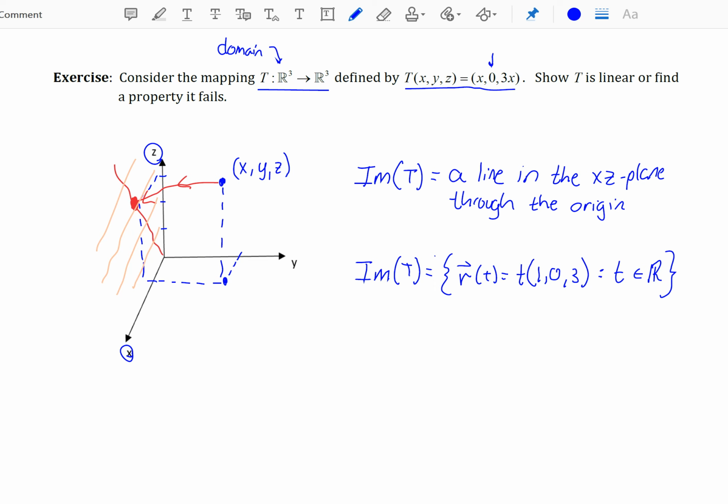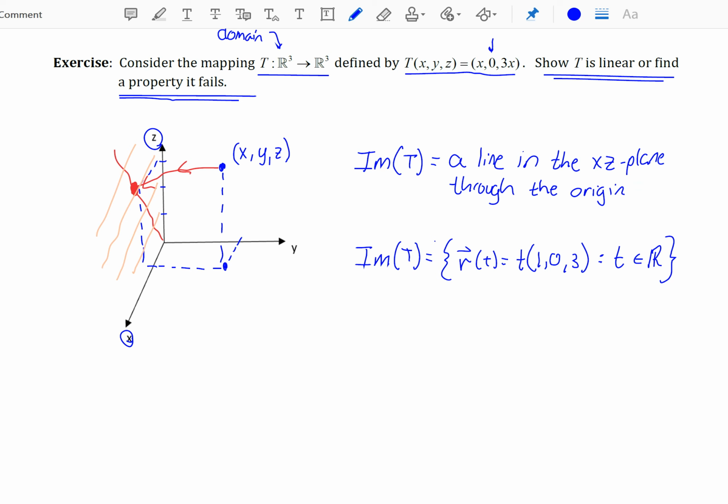Now I'd like to pause for a moment and give you time to show that T is linear or find a property that it fails. Specifically, I'm asking you to show that it preserves scalar multiplication and vector addition, or show that it fails one of these properties. If you could, pause your video while you work on this. After you're done, come back and we'll see if we agree. I'll see you back in a moment. Okay, welcome back. Let's see how we did.